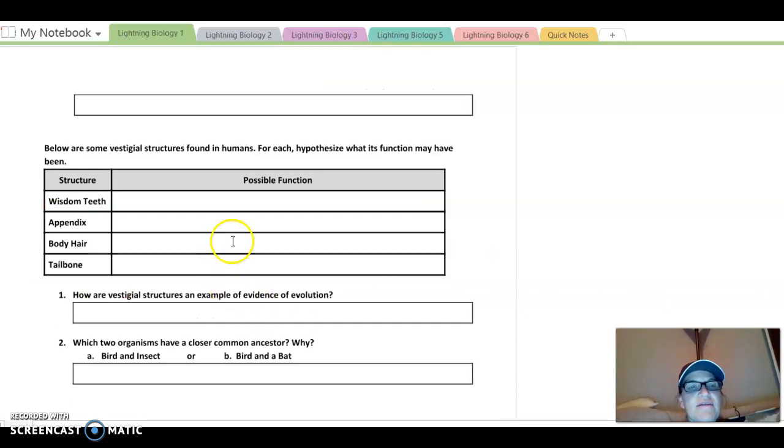Go ahead and fill out what's the possible function of some of these vestigial structures that we once had, and then it asks you which two organisms have a closer common ancestor, a bird and an insect, or a bird and a bat, and I talked about that a little bit before. Go ahead and finish these questions and then come back and we'll take a look at homologous molecules.